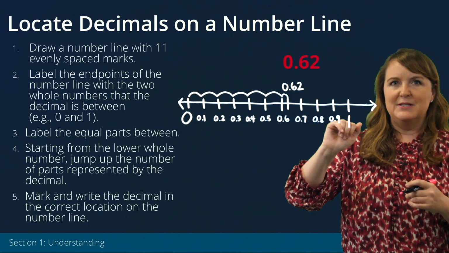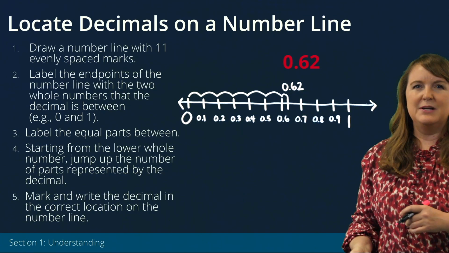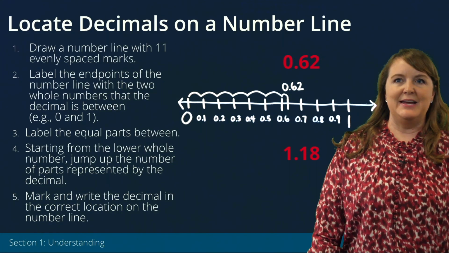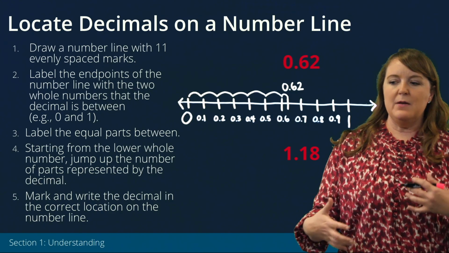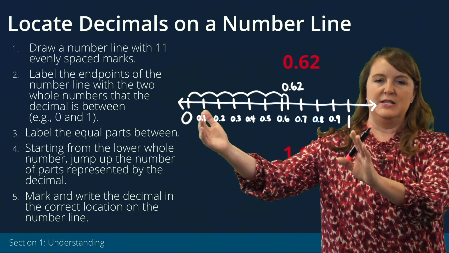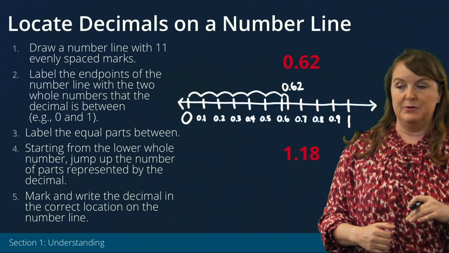Now let me erase this. Actually, you know what? I don't think I need to erase this. I think we can go ahead and look at this other example. Now let's look at an example here for 1 and 18 hundredths. I'm thinking about this one because now I want to work with a number line that is not just in this space from 0 to 1, but actually has a space from 0 to 2.